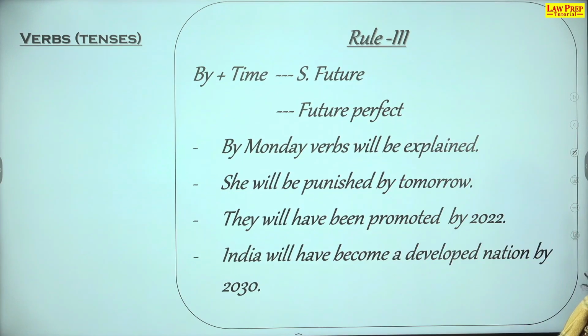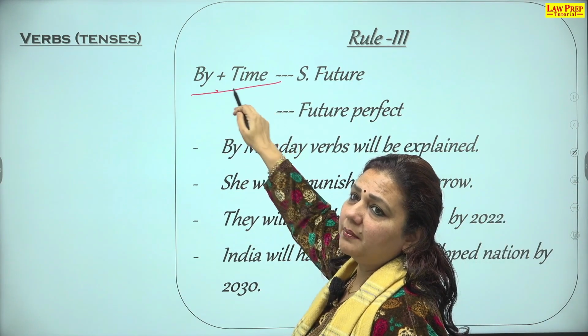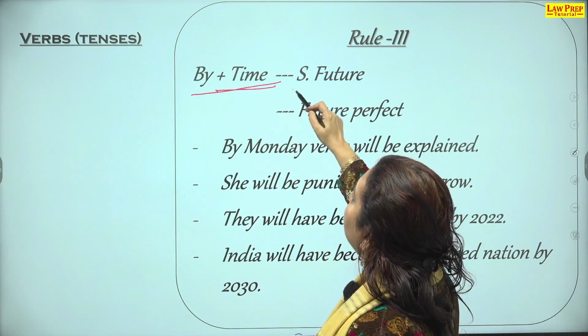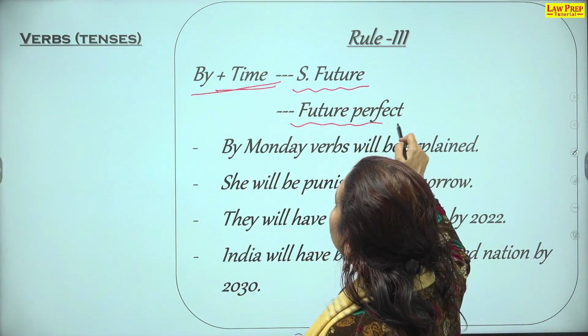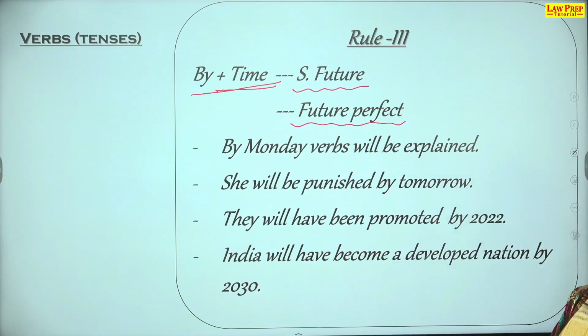Third rule, by plus time. कहीं भी हम by Monday, by tomorrow, by next week, by next month, by next year, we use either simple future or future perfect. By Monday, verbs will be explained. She will be punished by tomorrow. They will have been promoted by 2022. India will have become a developed country, developed nation by 2030.